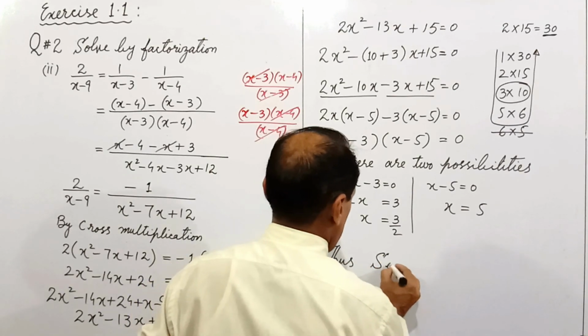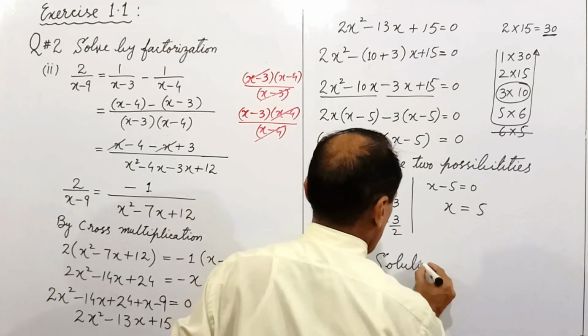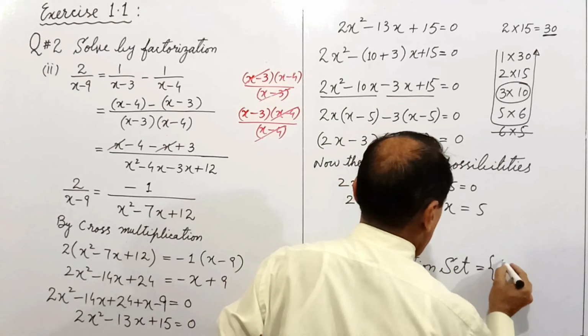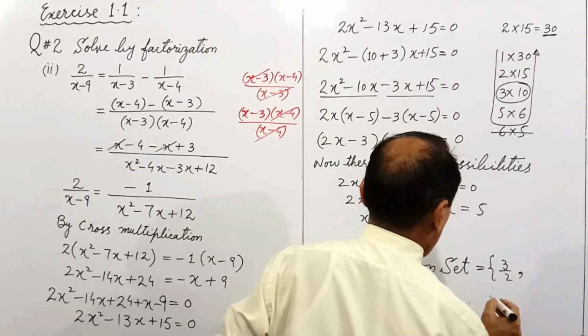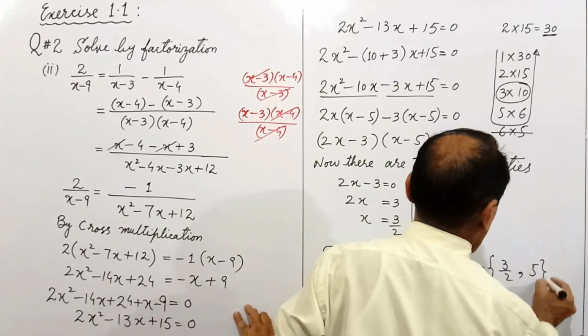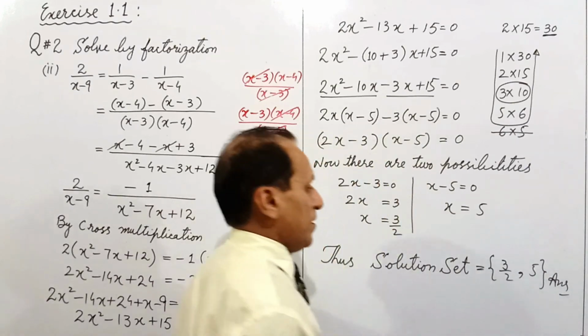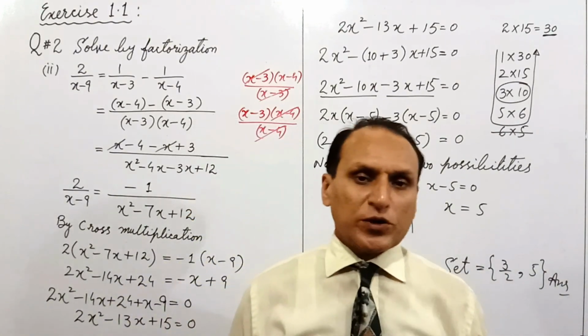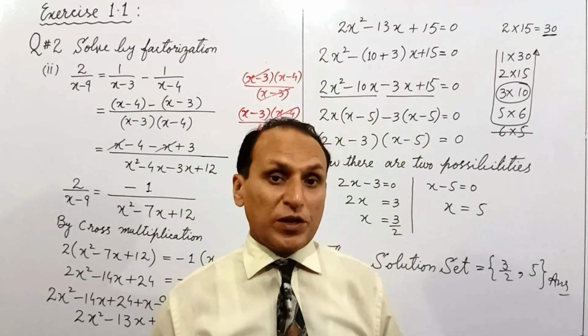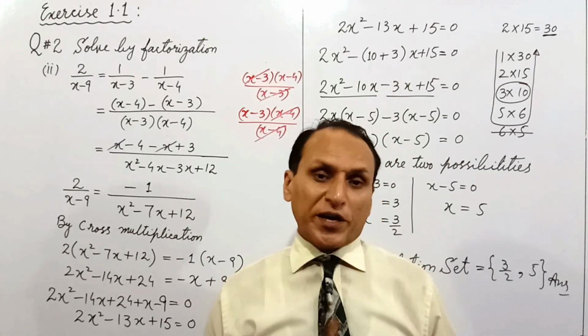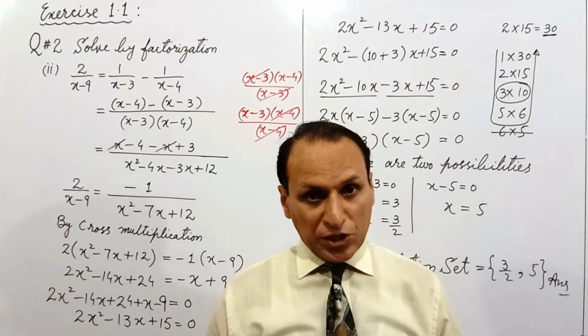Thus, the solution set will be 3 over 2, 5. And that's it for this question, in which we learn how to find the solution of a quadratic equation by factorization. Thank you.